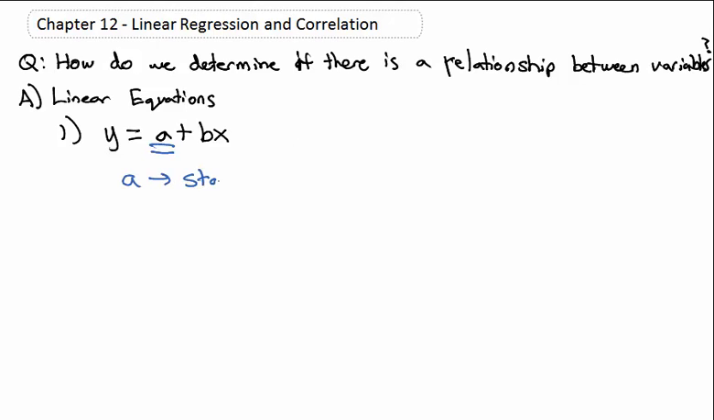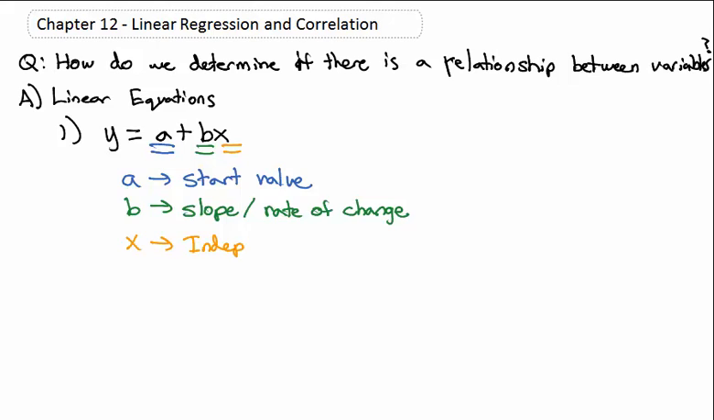is the starting value, the b is the slope, or probably better said, and it makes more sense to call it, the rate of change of your data. Now x and y are important too. X is the independent variable, that causes the other to change.